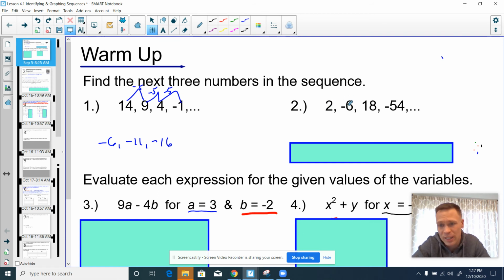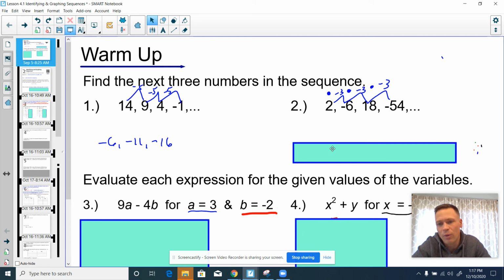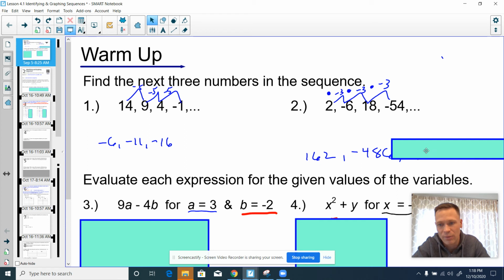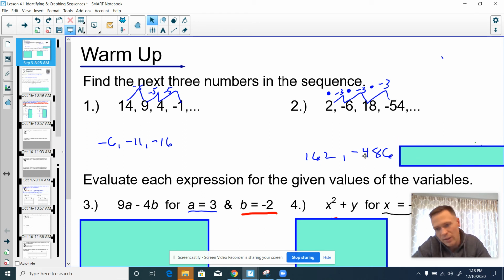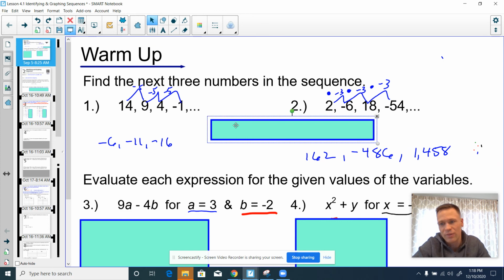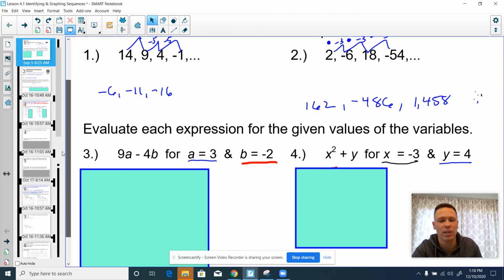So how do I get from 2 to 6? Well, I would multiply by -3. How do I get from -6 to positive 18? Well, that's also -3. So what I'm doing is multiplying by -3 each time, right? So if I continue multiplying by -3, -54 times -3 is now a positive 162. Then a positive 162 times -3 is -486. And then -486 times -3 is 1,458.